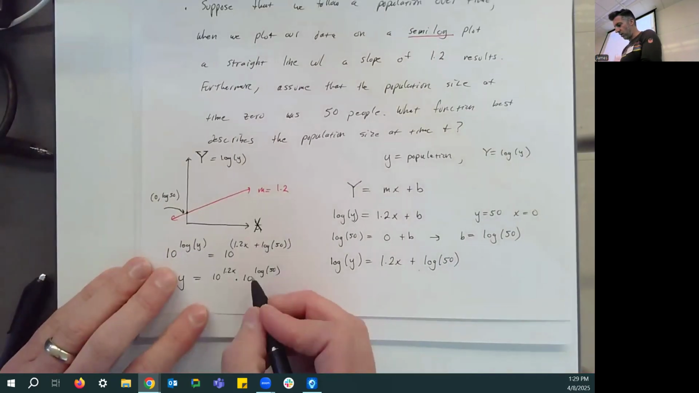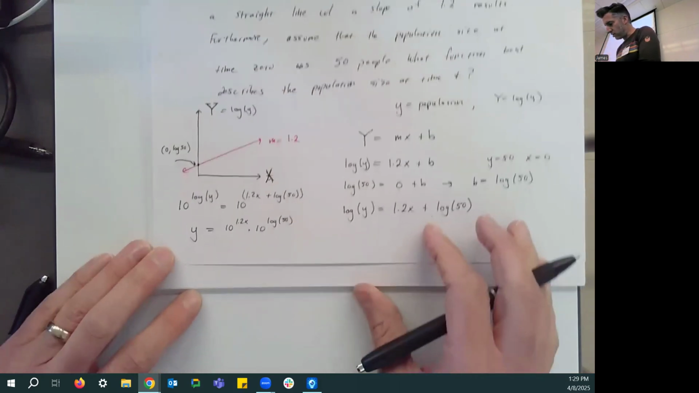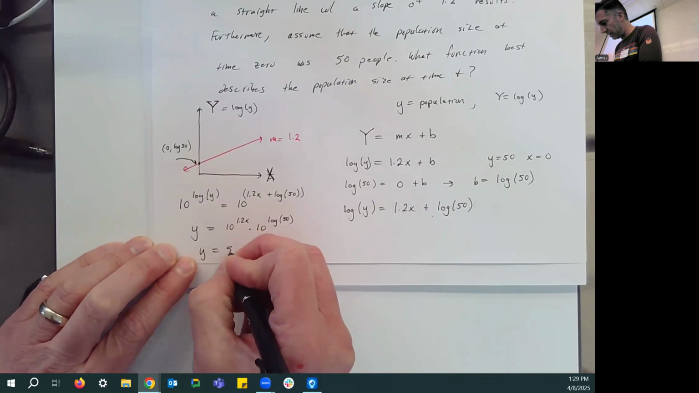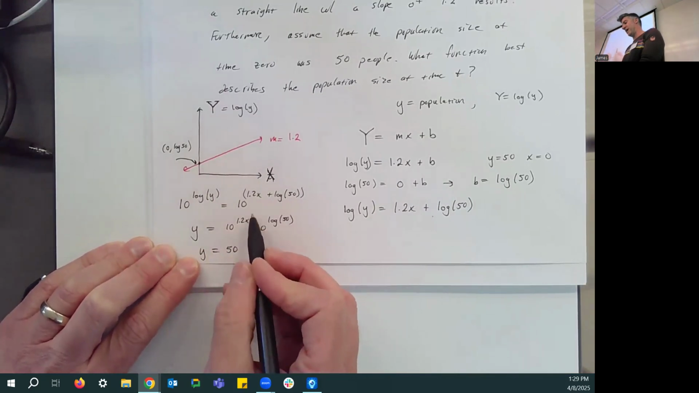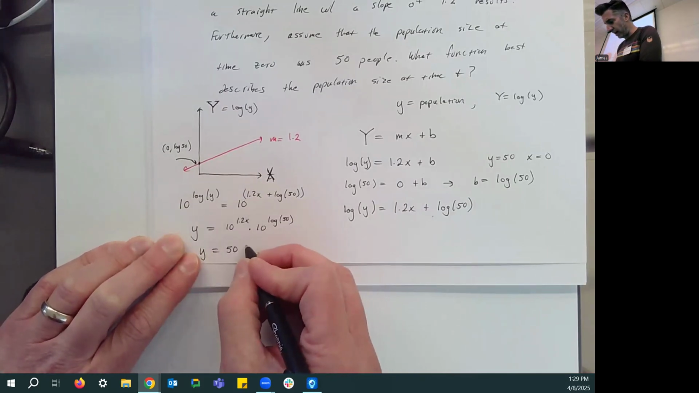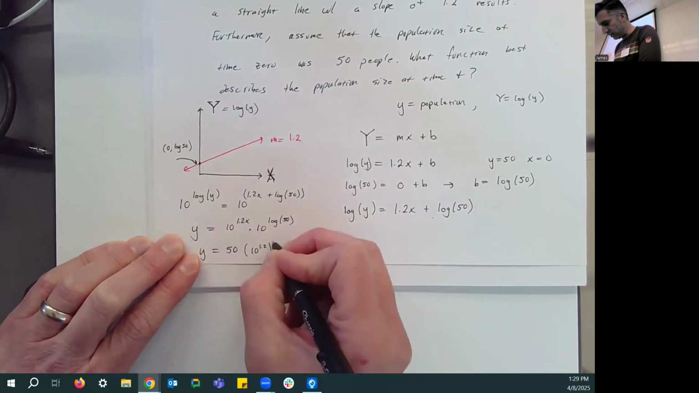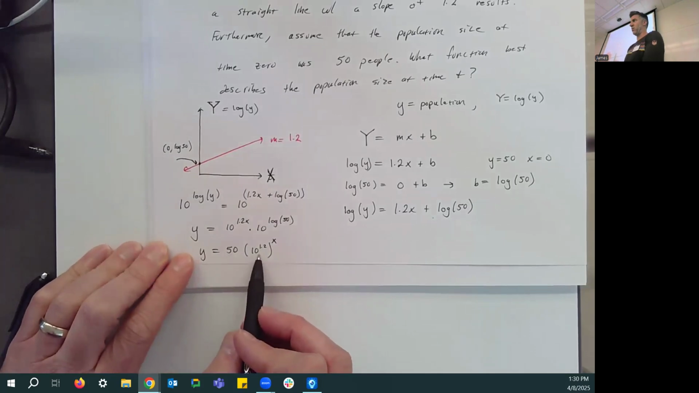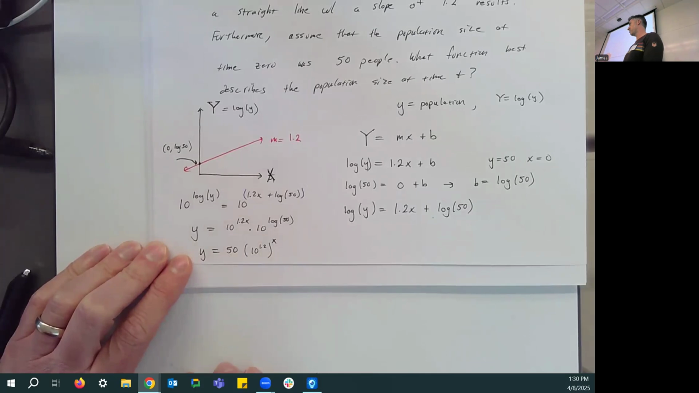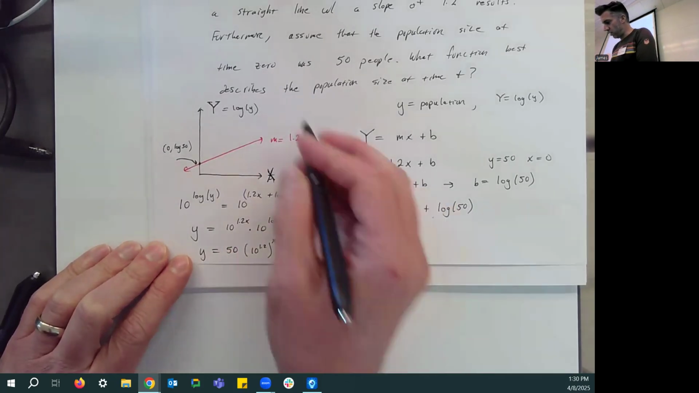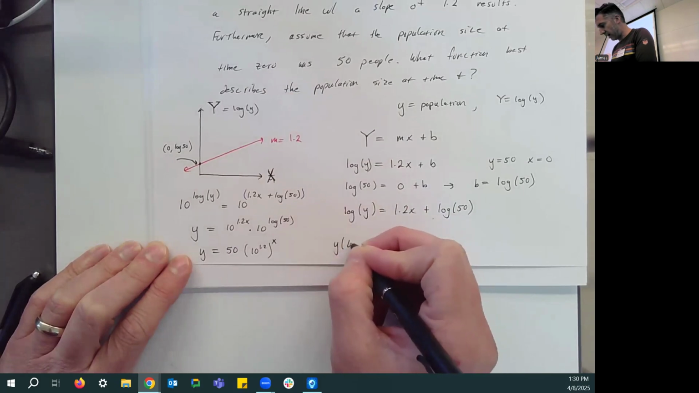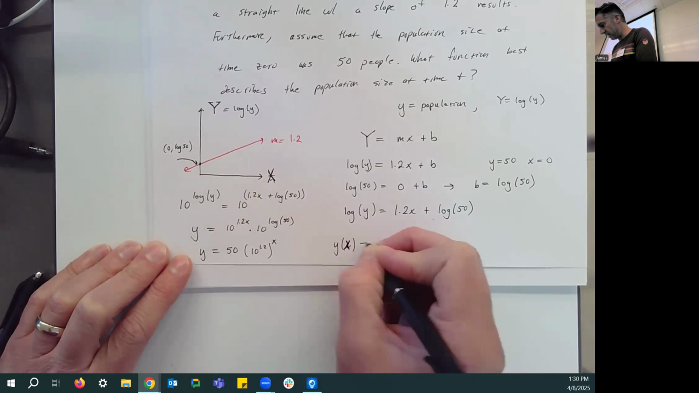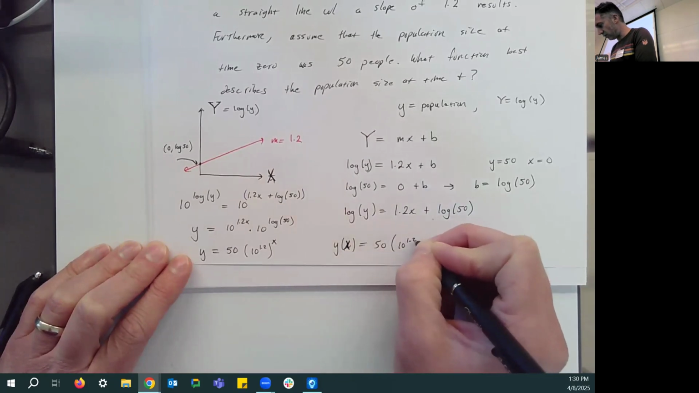So back to this, we're almost done here. 10 to the log base 10 of 50 is just 50. So we're going to rewrite this as y equal to 50 times, and now we're going to do one more thing. Instead of writing it as 10 to the 1.2 times x, usually we prefer to write it as 10 to the 1.2 to the x power. I don't think there's really a great reason for doing that, but we want to really exemplify the fact that it is an exponential function. So it's some constant times some base, 10 to the 1.2 power, raised to the x. So that is our relationship. So I would say that y as a function of x, not t as I was about to write, is exactly 50 times 10 to the 1.2 to the x power.